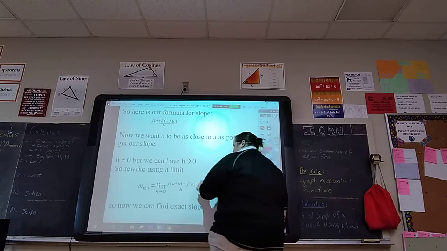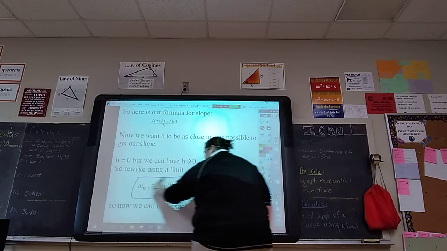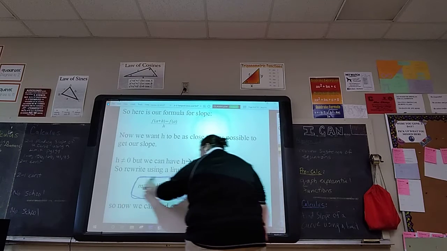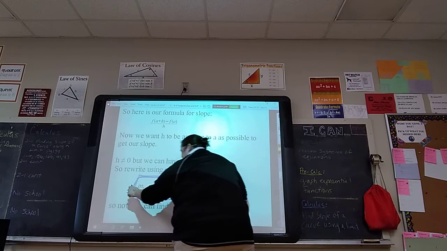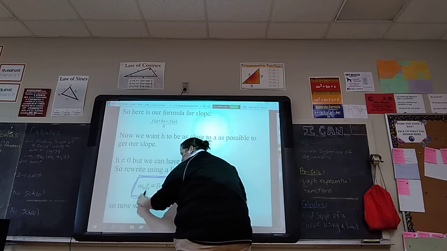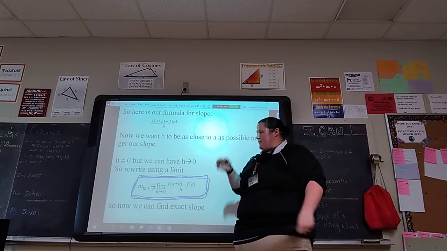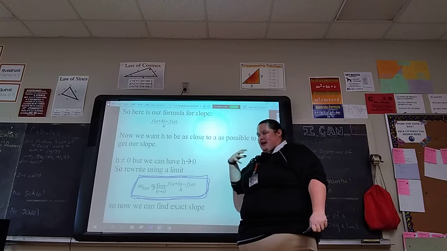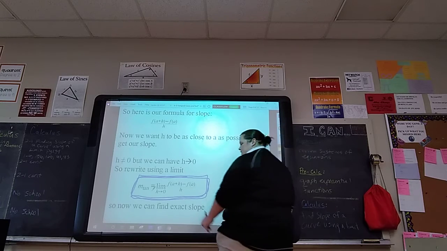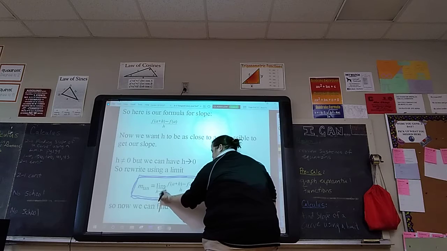So the important thing now is we're going to use this new slope formula to find the slope of the tangent line. That's why there's a little subscript next to m. So that helps us find the slope of a tangent line for a curve. So we can use a limit where our h is always going to be approaching 0.